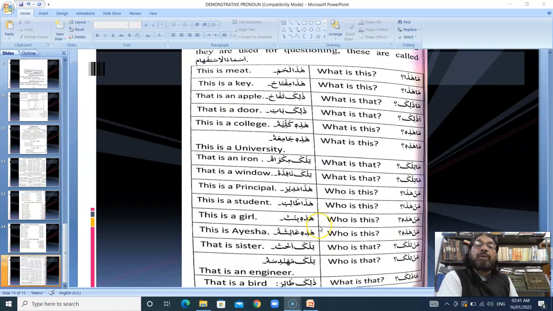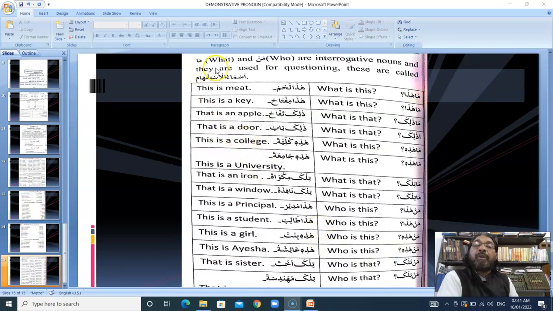Then after, here one letter is ma, another one is man. So ma means what and man means who, or interrogative nouns, and they are used for questioning. These are called asmaul istifham. Inshallah, one lesson is there in your syllabus, adawatul istifham. So inshallah, in the next video we will explain the asmaul istifham or adawatul istifham.